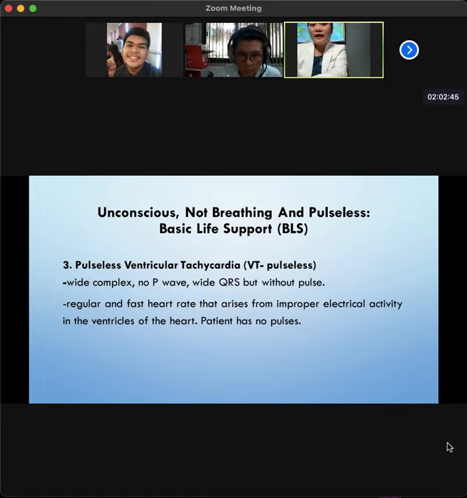Okay? Again, sinasabi ko na para hindi kayo nalilito. V-tach pulseless. You have wide complex, no P wave, wide QRS, but without pulse. Okay, without pulse. You have your heart rate, which is regular and fast. That arises from the improper electrical activity in the ventricles of the heart. However, the patient has no pulse.